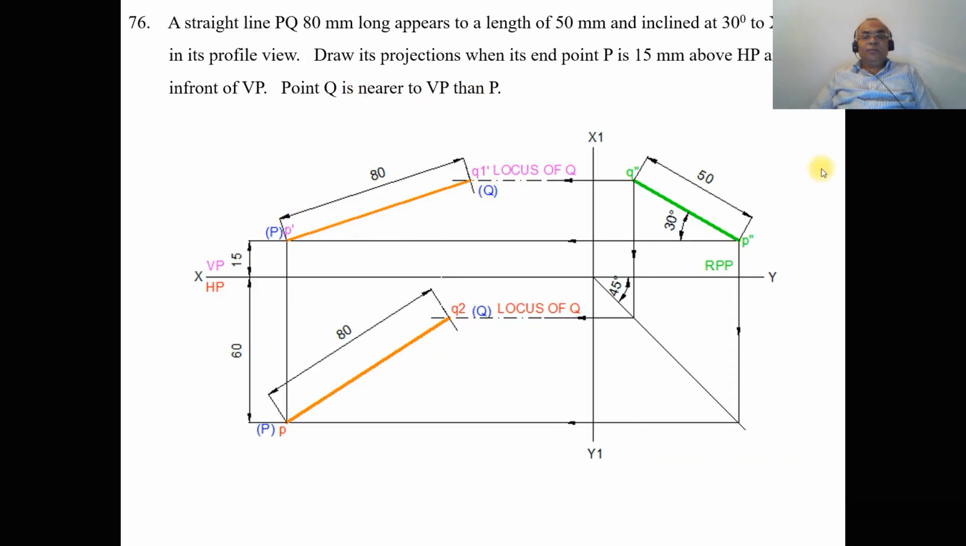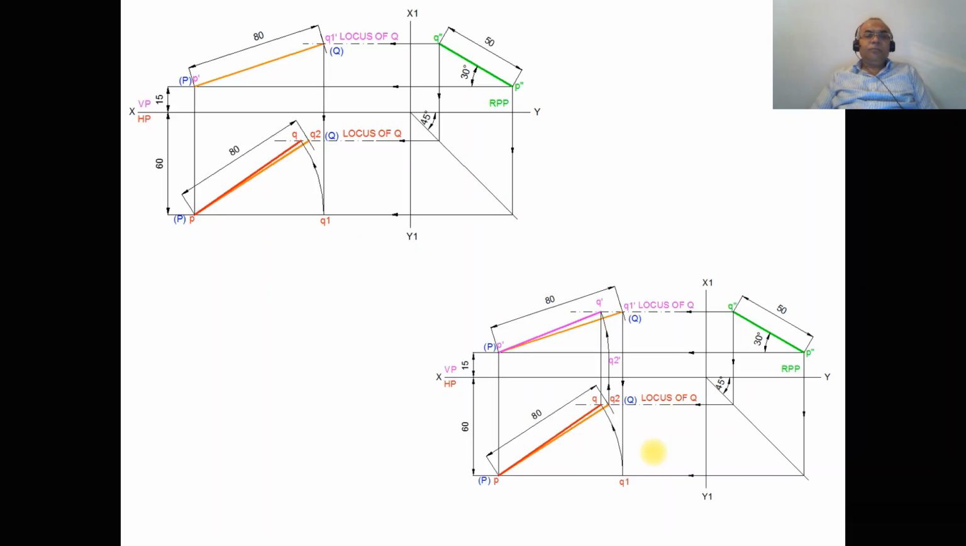So this is how the data which is given has been transferred into the sketch. Now we need to solve the problem. To do that, first we are going to consider the true length in the front view. As the true length in the front view is known, obviously the top view should be parallel to XY.